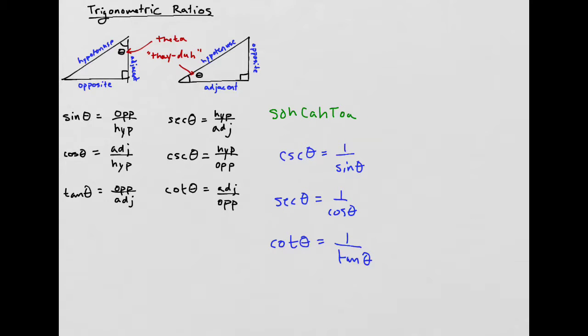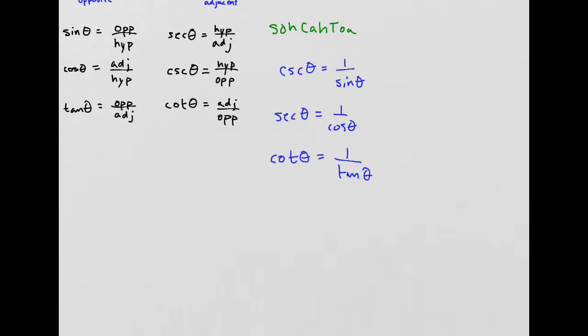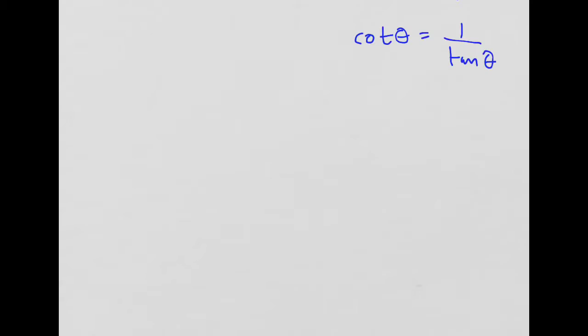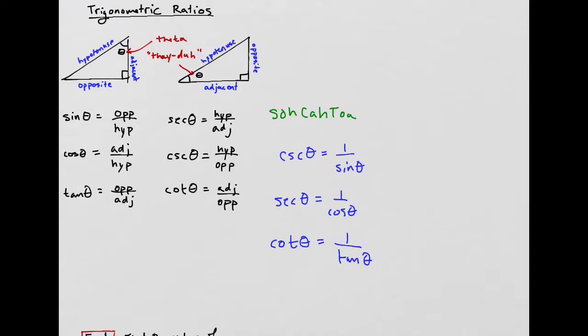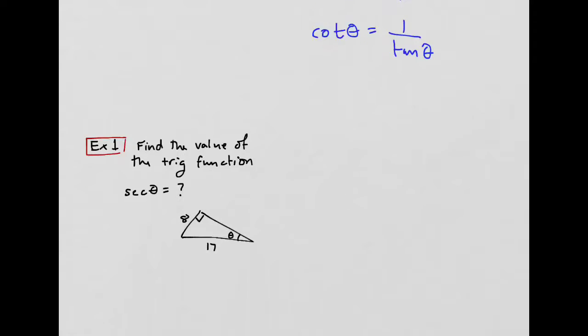Okay, we're going to take a look at an example for how to find a certain trig ratio given a triangle, and it's very simple. So here we go. We're going to use these exact definitions and we're going to try and pick stuff out.